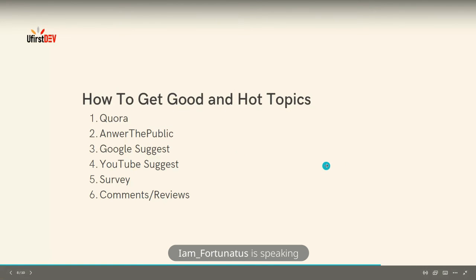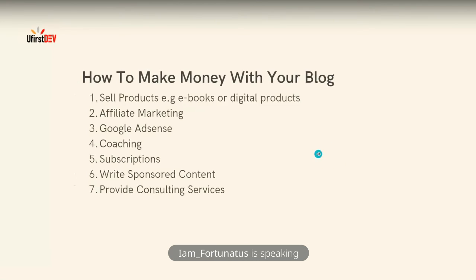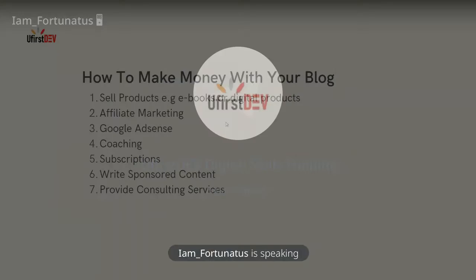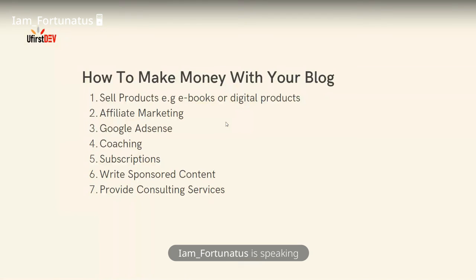The next thing I'll be talking about is how to make money with your blog. You can sell a product, e.g., you can sell an ebook, a digital product. Usually, if your blog is on, let's say food, you can create an ebook on how to create some specific dishes and sell it to people. You can also give it out for free to get their emails too, which you can use to promote to them.